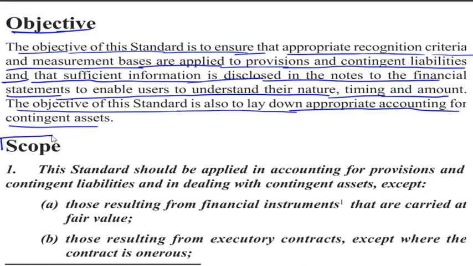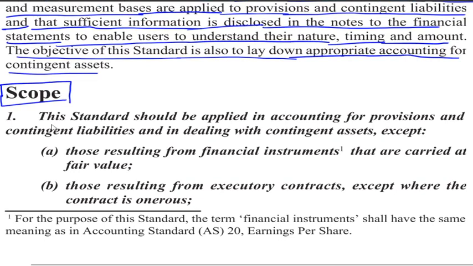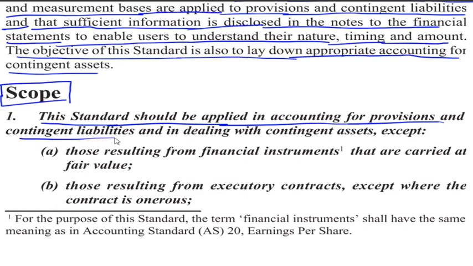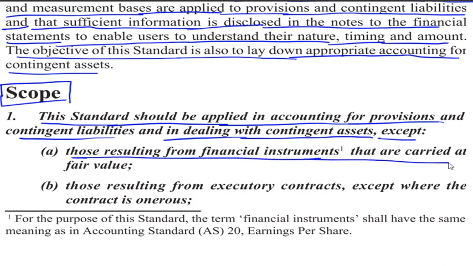So this is objective. Now scope. This standard should be applied in accounting for provisions, contingent liabilities, and in dealing with contingent assets, except those resulting from financial instruments that are carried at fair value. Except those resulting from executory contracts, except where the contract is onerous.